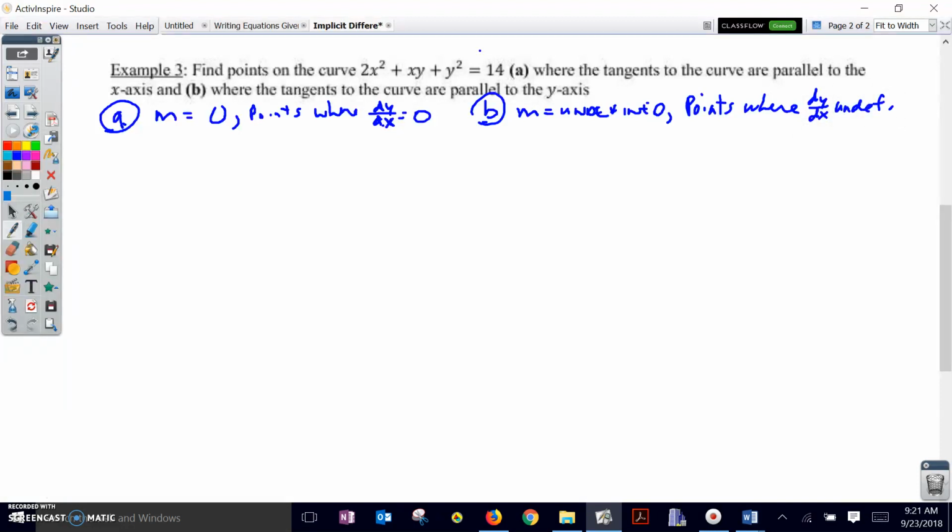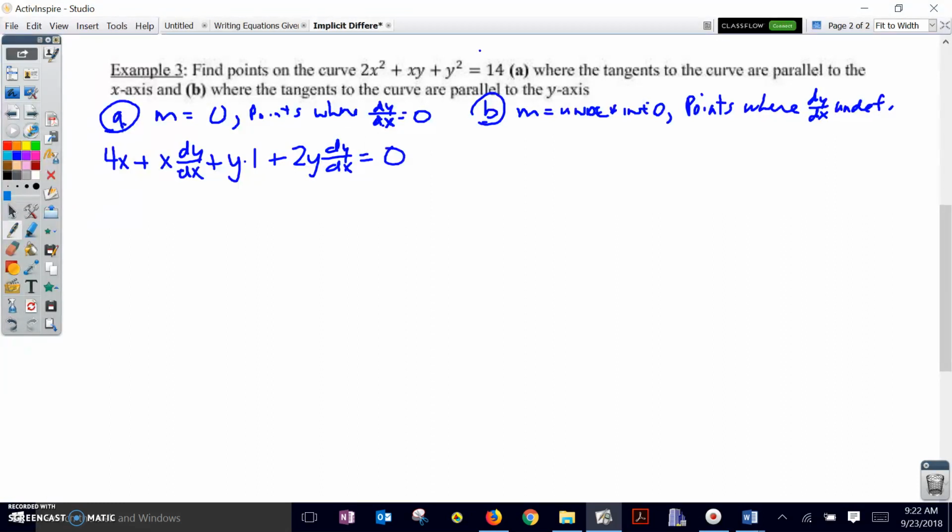Okay, so no matter what, a good first step in our solution of this problem is going to be to find dy/dx. So I'm going to go ahead and take the derivative of this using implicit differentiation. The derivative of 2x squared is 4x. Derivative of xy, I use the product rule, x times the derivative of y, plus y times the derivative of x. And then the derivative of y squared is 2y dy/dx. And the derivative of 14 is 0.